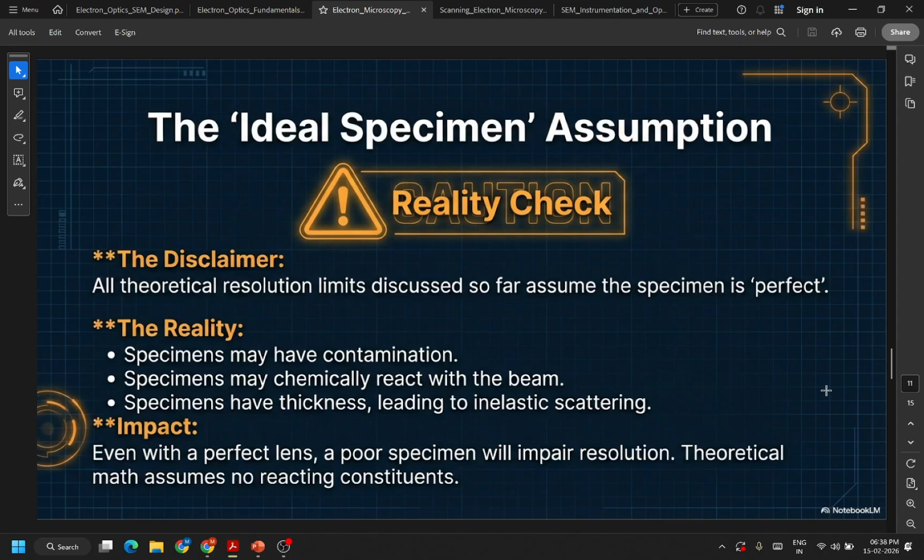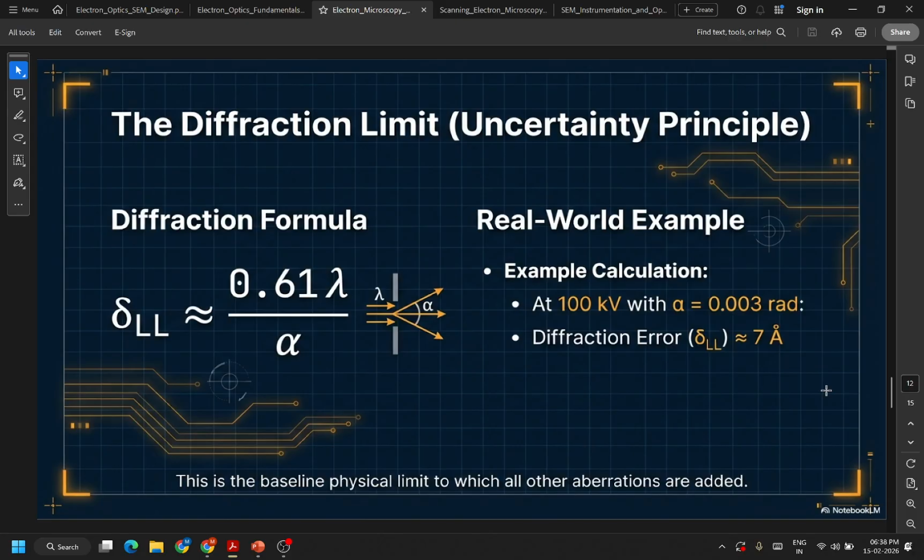Now, apart from that, the specimen will also have some errors like contamination. It can react with the beam, and it has thickness variation, which will lead to errors in scattering, differences. So that also has to be kept in mind. Now you have your diffraction limit.